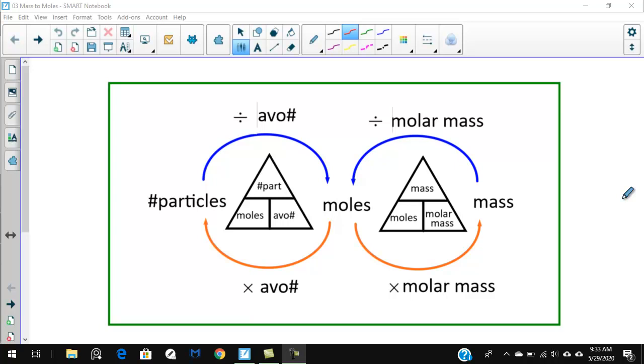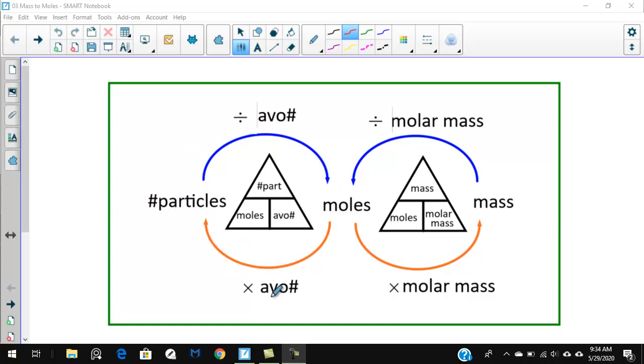Okay, folks, we're going to try and put everything together here and add a little bit more information to the picture that we've been talking about. We've been dealing with this part of the graphic. We've been looking at how we can take the number of particles and turn it into the number of moles. We can do that by dividing the number of particles by Avogadro's number, or we can take the number of moles and multiply it by Avogadro's number and get the number of particles.